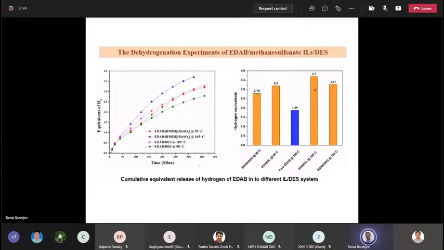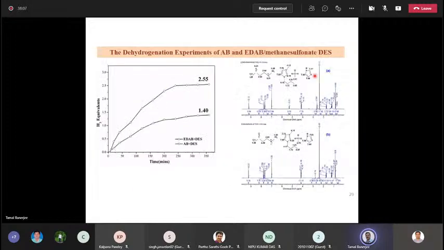So that's what we plotted here. You have 3.7 equivalent with ionic liquid, and although it is almost comparable, there is not much difference between the DES and only the IL. But obviously, if you consider only IL, it is higher. And then we also compared with both AB and EDAB. Earlier it was only EDAB, and it is almost similar, 2.55 and 1.40.